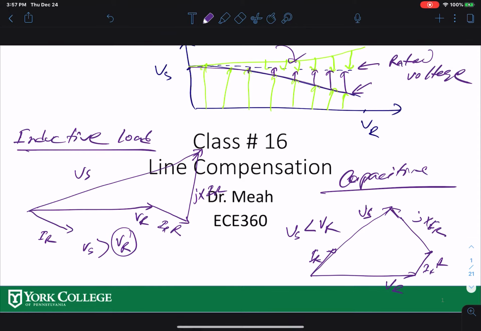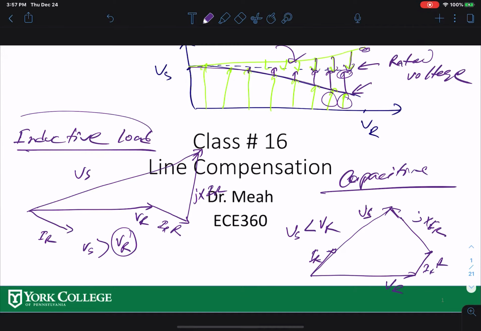So if that happens, you need some kind of support for this line to bring the line voltage close to your rated voltage over here. And if it's a no load connection, like this one here, then your voltage goes up at the receiving end. Then you need some kind of support to bring it down to the rated voltage. That's the line compensation.